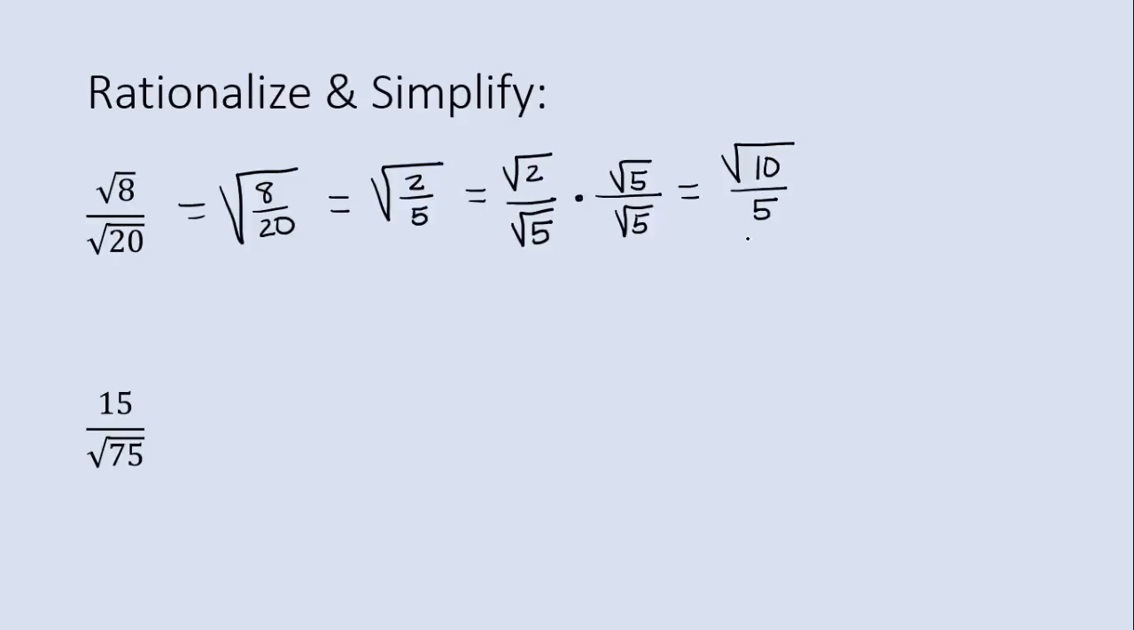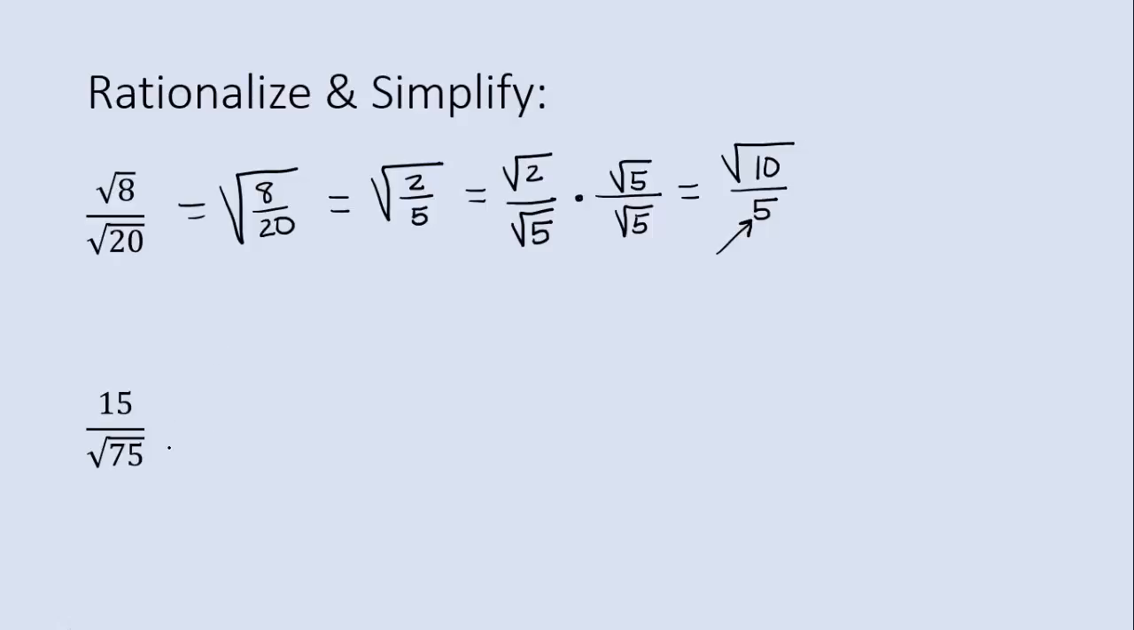Now remember, we're only trying to rationalize the denominator. The numerator can be as messy as it needs to be. And 10 doesn't have any perfect square factors, so this is your final answer. Let's try this last problem.